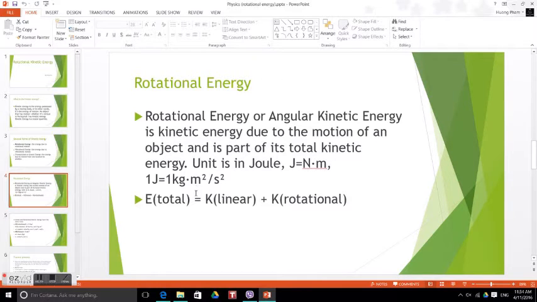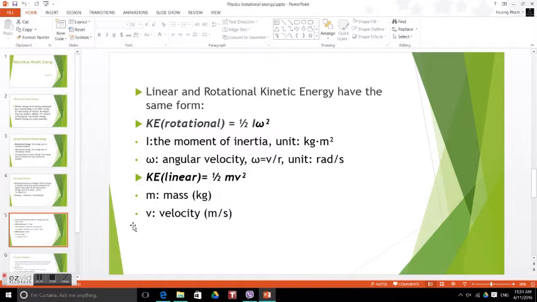The total kinetic energy is equal to the sum of linear kinetic energy and rotational energy. Linear and rotational kinetic energy have the same form. So these are the equations for them. Rotational energy has the equation of 1/2 times inertia times angular velocity squared.